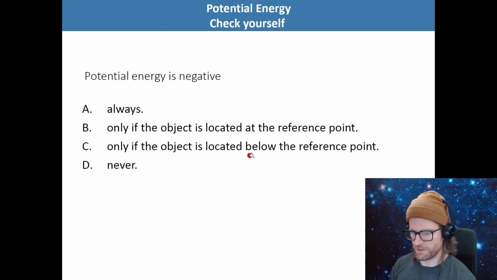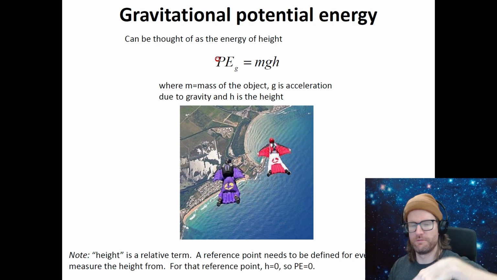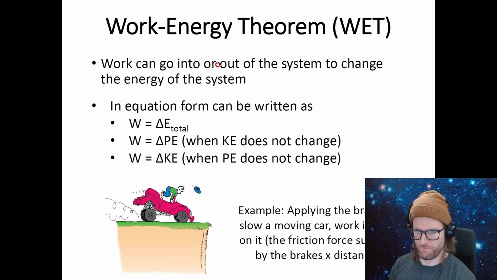Only if the object is located below the reference point. That sounds right. D, never, that's wrong. So if we go back up here, if h is negative, PE is negative, that's below the reference point. That's a negative potential energy.